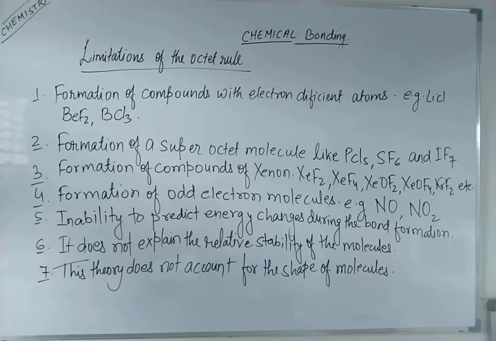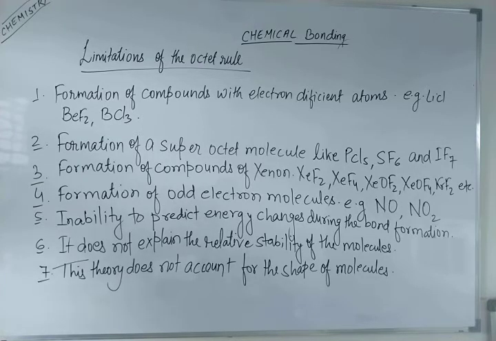Now the second point is the formation of superoctet molecules like PCl5, SF6 and IF7. Elements in and beyond the third period of the periodic table have, apart from the 3p orbitals, also 3d orbitals which are vacant and available for bonding. In a number of compounds of these elements, there are more than 8 valence electrons around the central atom. This is termed superoctet or expanded octet.